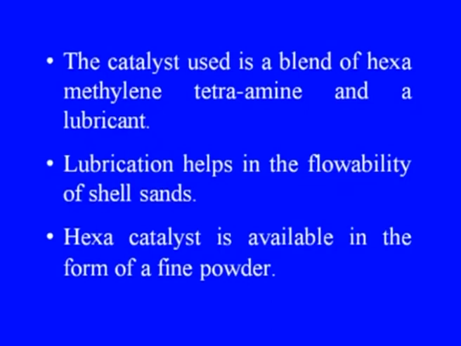The catalyst used is a blend of hexamethylene tetramine and a lubricant. Lubrication helps in the flowability of shell sands. Hexa catalyst is available in the form of a fine powder. Now, let us look into the steps in preparing shell molds. The steps to prepare the shell mold are shown in figure 1, which will be shown just after this.